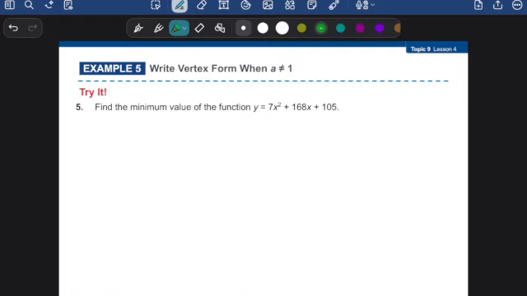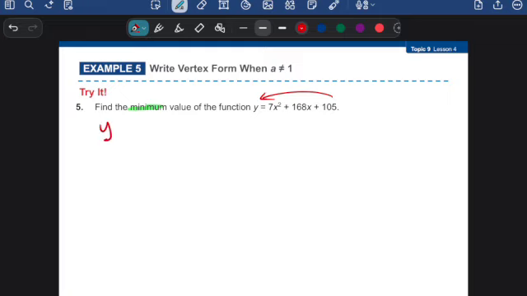Try it number 5, find the minimum value. So looks like it's going to be a downward facing parabola. Find the minimum value of this function. Okay, well, I don't see a downward facing parabola, but let's see what happens. First, we need to move the constant to the other side. Okay, so we can complete the square.